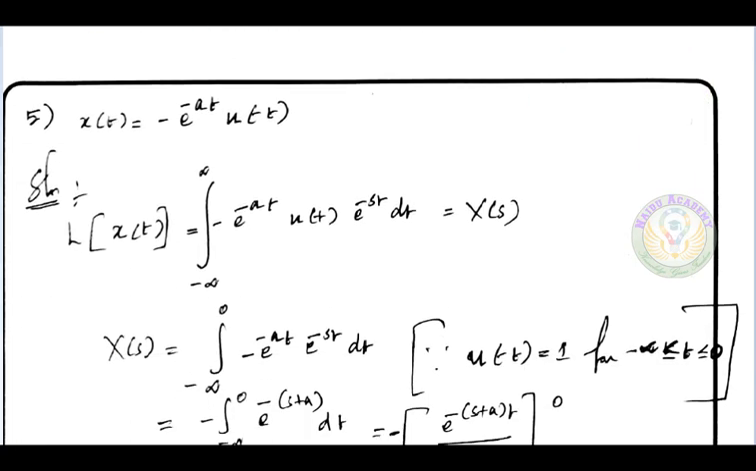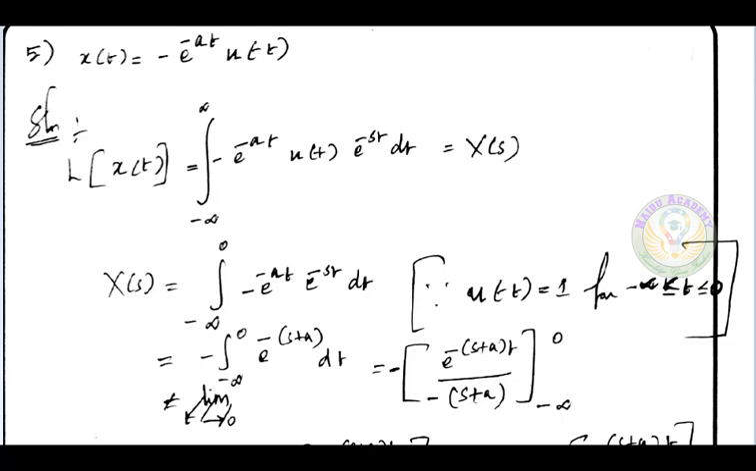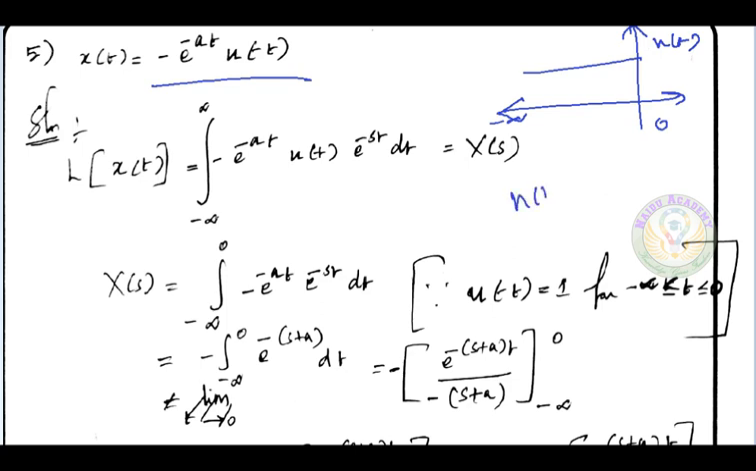Similarly, there is another signal, that is minus e power minus at u of minus t. So this is the time reversed signal of the step function. This signal exists from 0 to minus infinity. By the definition, u of minus t is 1 for t less than or equal to 0, 0 otherwise. If t is greater than 0, u of minus t is 0.